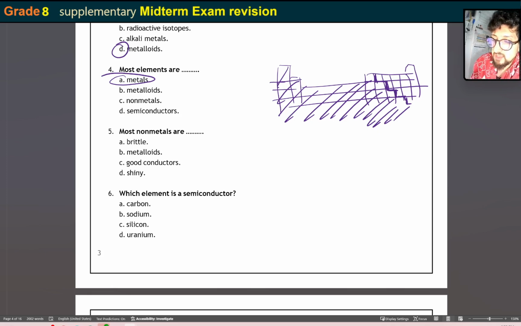Okay, most non-metals are brittle. And brittle is the opposite of malleable. Malleable means you can bend it. Brittle is the opposite. It means you can't really bend it so easily. Which element is a semiconductor? Silicon. This is what we call the silly ladder, and silicon is one of those elements right there.